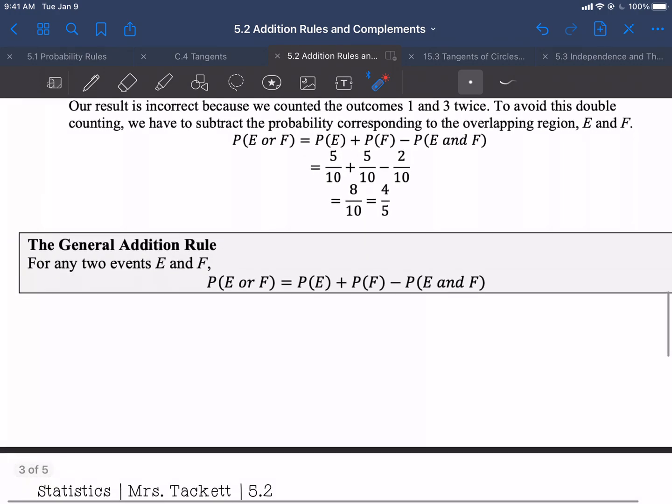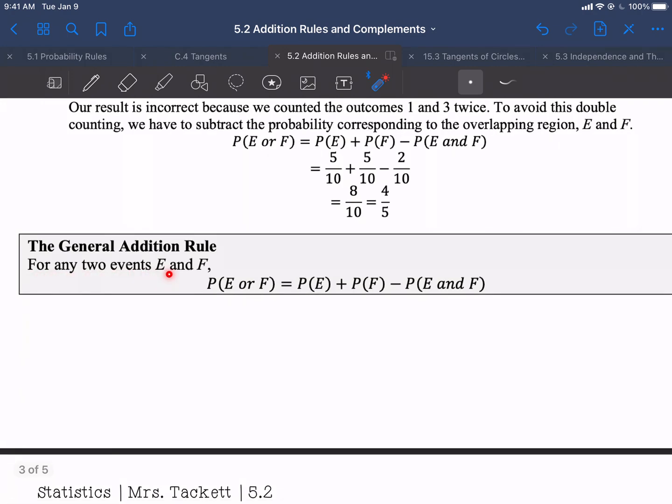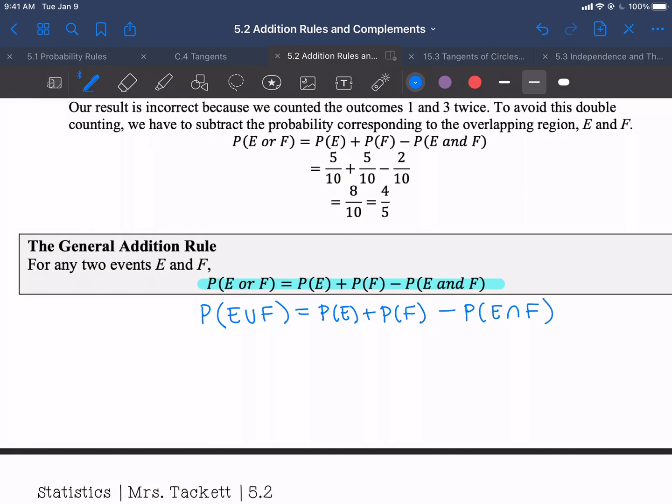So the general addition rule, and this is for any two events E and F, so we can use this at any time, is that the probability of E or F is equal to the probability of E plus the probability of F minus the probability of E and F. Okay, so just in different notation, the probability of E union F would be the probability of event E happening plus the probability of event F minus the probability of event E intersect F.